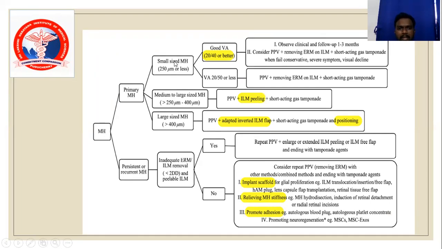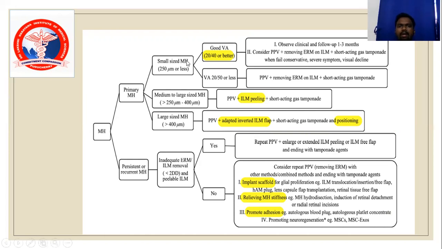Primary macular holes have already been classified based on size as small macular holes, which are less than 250 microns, medium-sized macular holes, which are 250 to 400 microns, or large-sized macular holes, which are more than 400 microns.